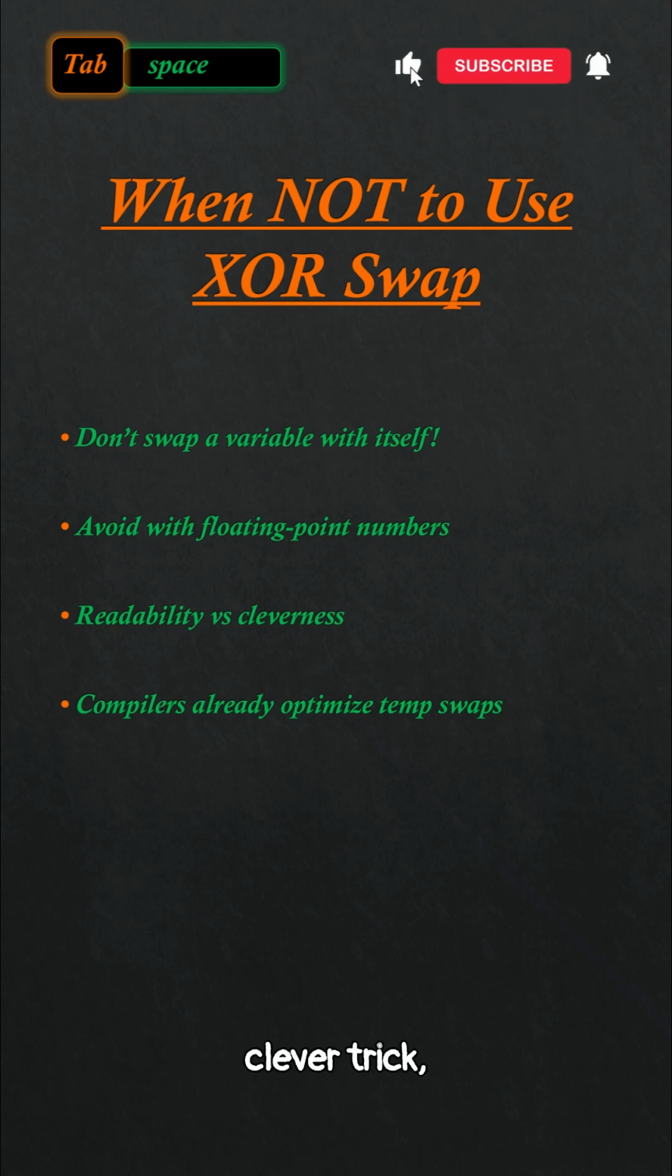Although XOR swap is a clever trick, there are a few things to keep in mind. First, we should never try to swap a variable with itself, as that will just result in 0. XOR also works only with integers, so don't try this with floating point numbers. In some cases, using a temporary variable might actually be clearer and easier to understand than using XOR. Lastly, modern compilers optimize swapping operations, so the benefit of using XOR in most cases is minimal.